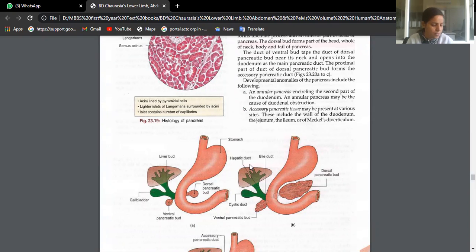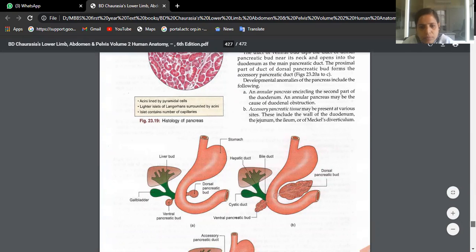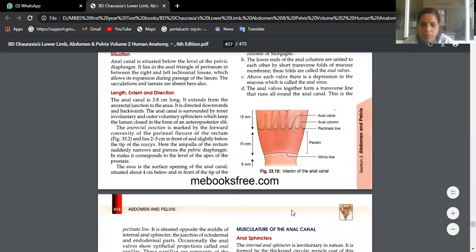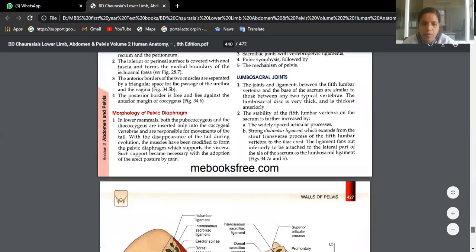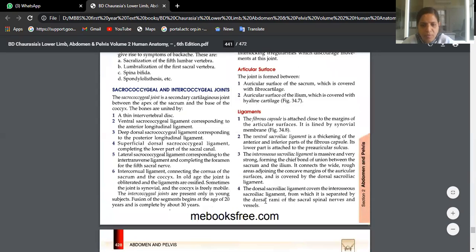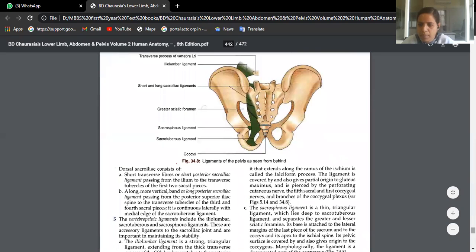Then relations of ovaries. Where are the ovaries situated? In the ovarian fossa in the pelvic cavity.